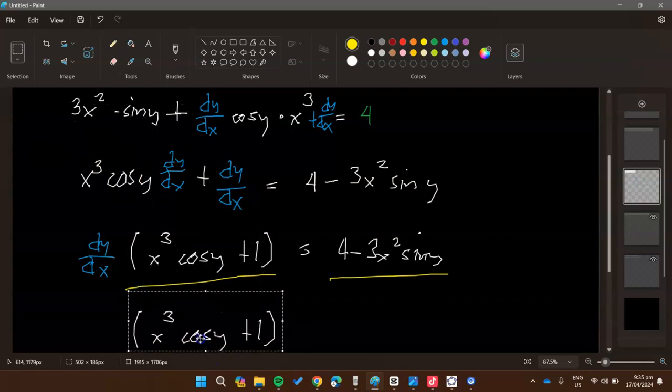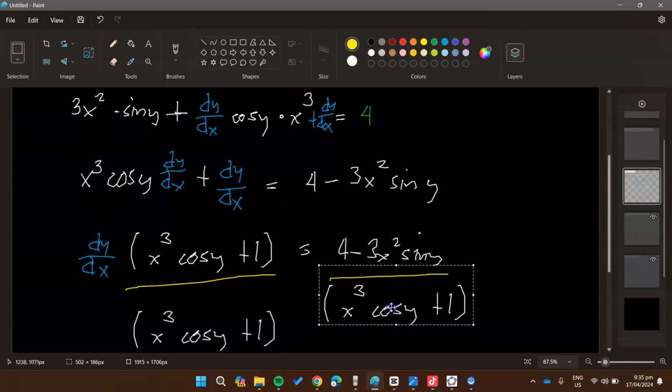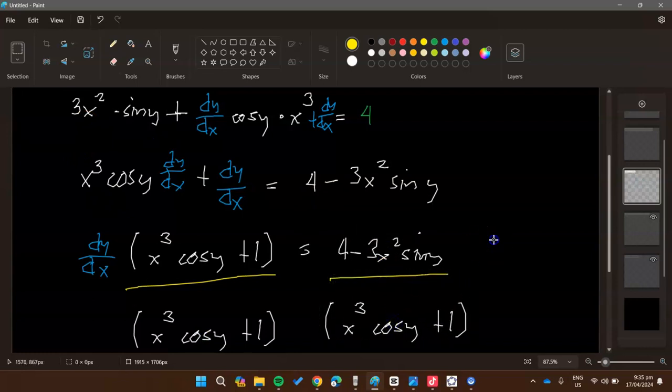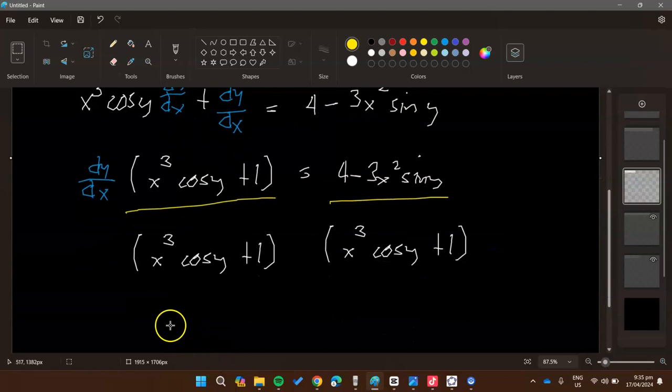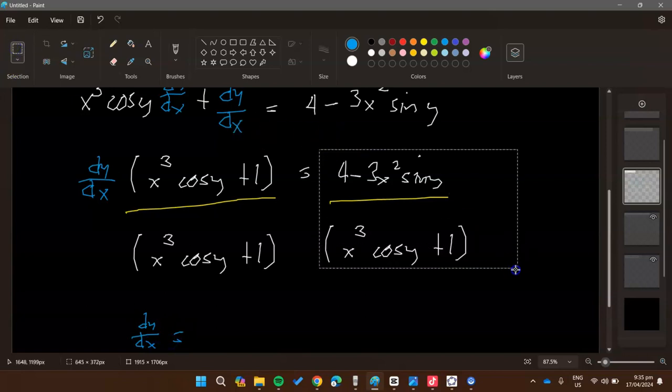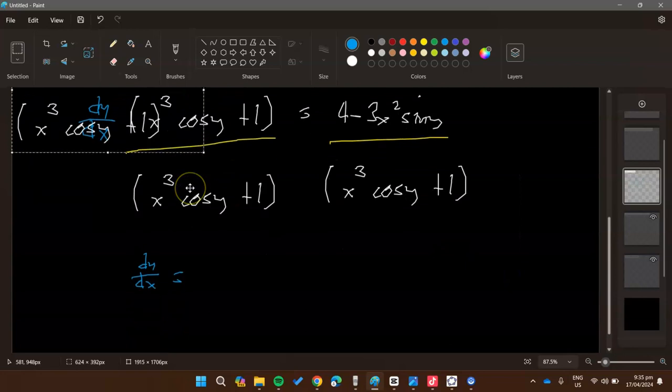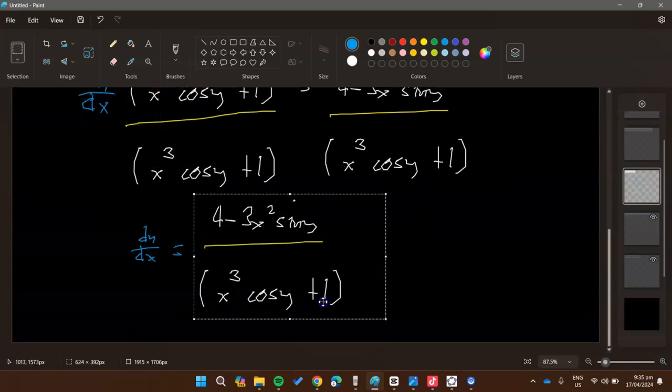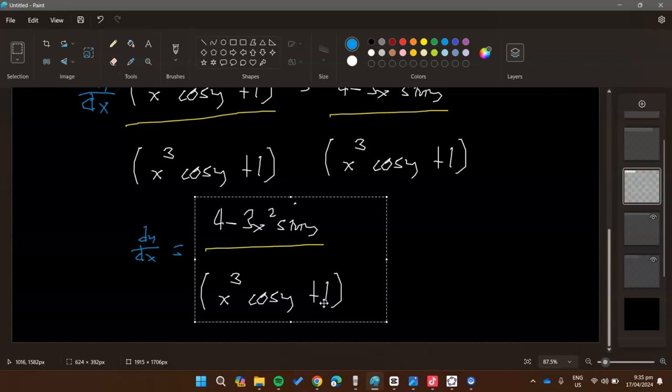Alright, so our final answer now is what? So dy/dx is equal to this. Alright, so this is our dy/dx. So 4 minus 3x squared sine y over x cubed cosine y plus 1.